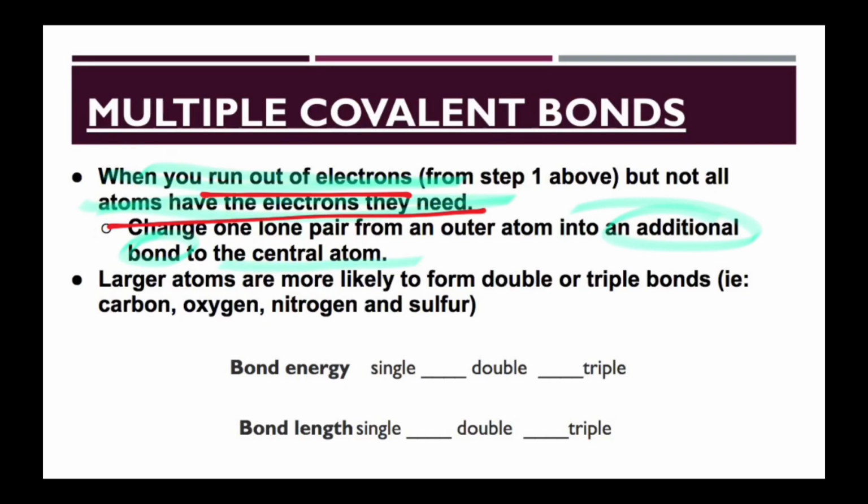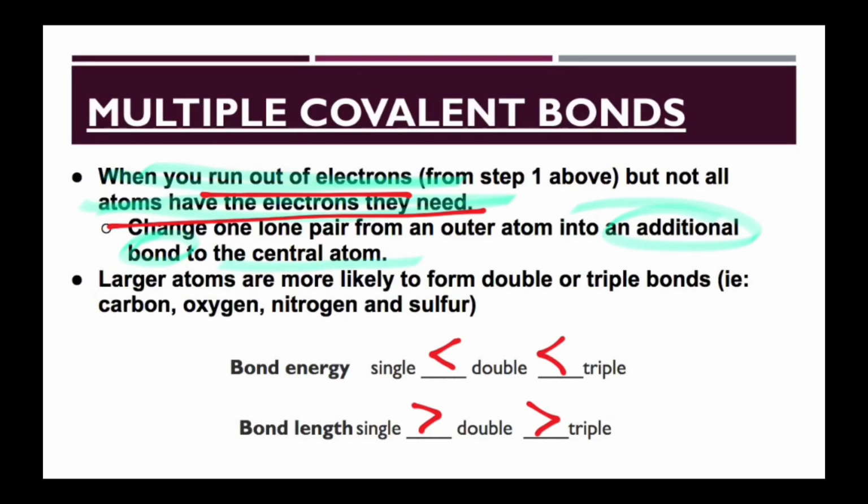Now, just some information about these. Of course, our double bond has more energy holding our atoms together, so it is a stronger bond. Triple is even stronger. But because it's stronger, they're being held really, really tightly. Our single bond is actually the largest, longest bond. The tighter it's held, the more energy holding our atoms together, the closer they are pulled towards each other.